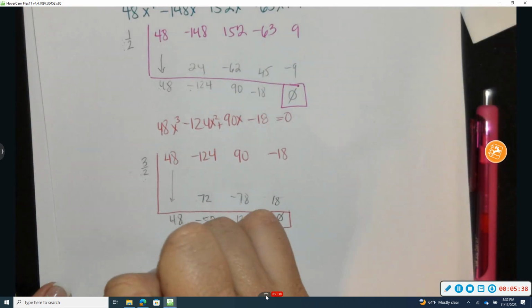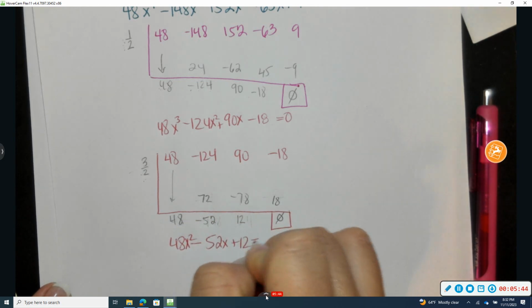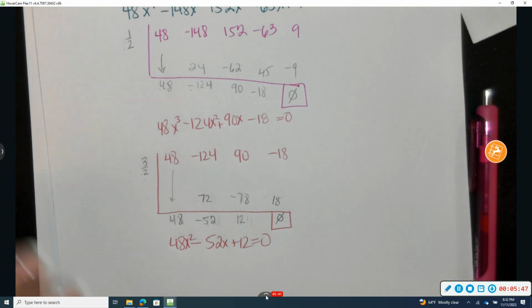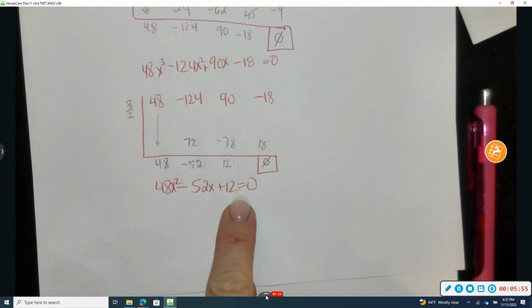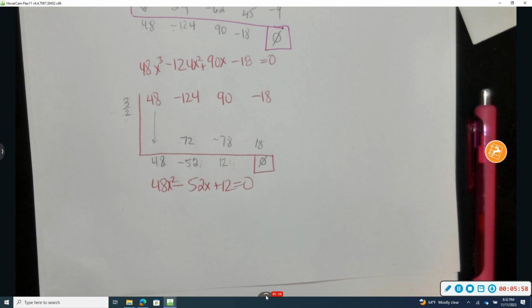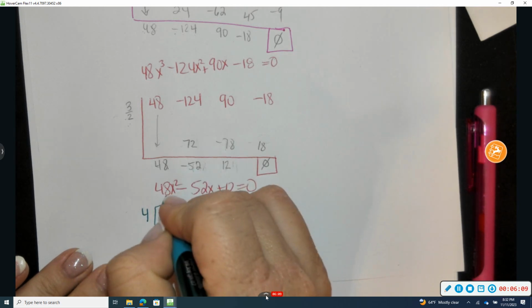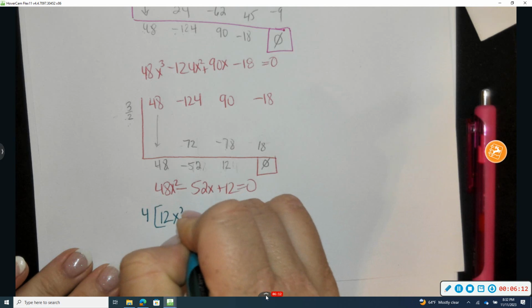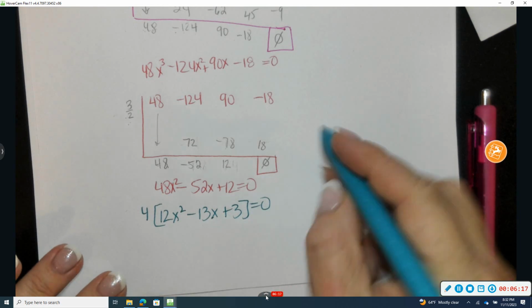Okay, down here I have 48x squared minus 52x plus 12 equals 0. Now I recognize that I'm able to factor out a minimum of 2. Let's see, what else can I possibly factor out of here? Can I factor out, let's see, 52? That doesn't work. I think I'm going to try factoring out a 4. I think they're all divisible by 4. So if I factor out a 4, I'd be left with 12x squared minus 13x plus 3 equals 0. Let's see if this is factorable.